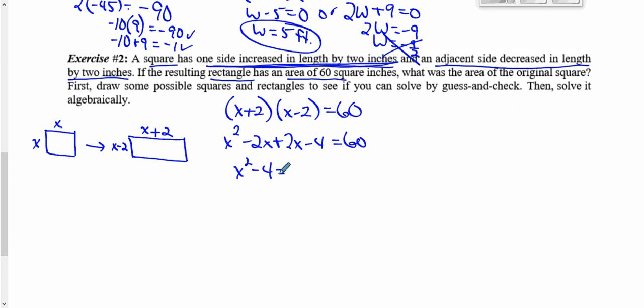Equals 60. Hey, does this need to equal 0 to solve it now? No. Why not? It doesn't have an x term. So what can we just do? That's an x squared. Since there's no x term, add 4 to both sides. You get what?